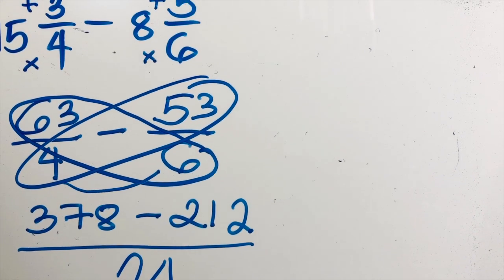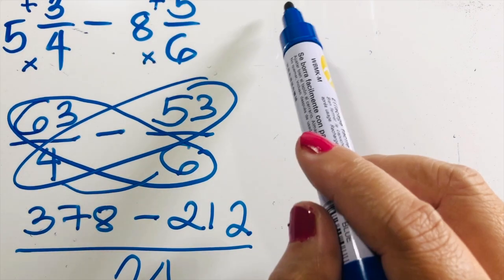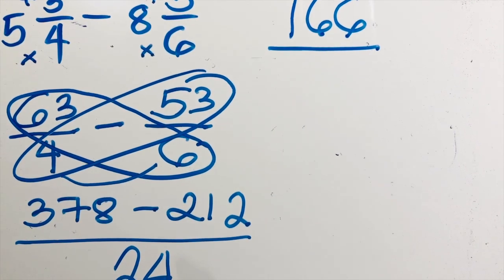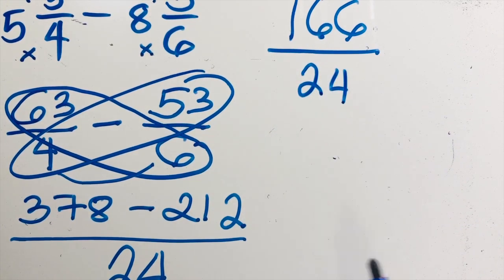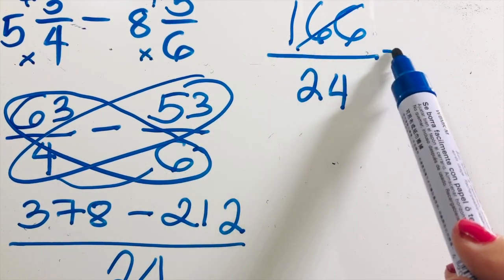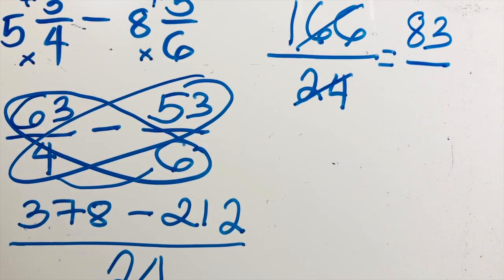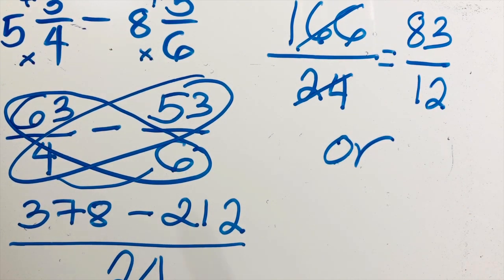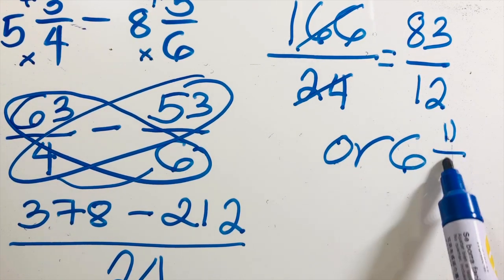So what is 378 take away 212? That is 166 over, copy the denominator, which is 24. So as you can see, 166 and 24 are both divisible by 2. So 166 divided by 2 is equal to 83, and 24 divided by 2 is 12. And divide 83 by 12, it will give us 6 and 11 over 12.